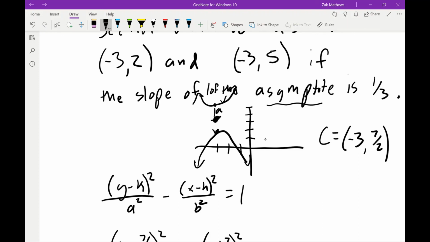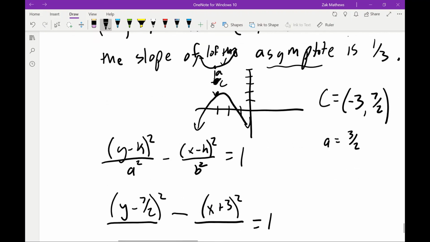A. So I need to figure out how far it is from center to one of the vertices. From 7/2 to 5, that is 3/2 of a unit. Or the other way we could figure that out is there's 3 units between 2 and 5. Half of that would be the A, so 3/2 will be my A. Now I need to figure out still my B. I can go ahead and plug that A squared in there, but I'll wait till I get my B.